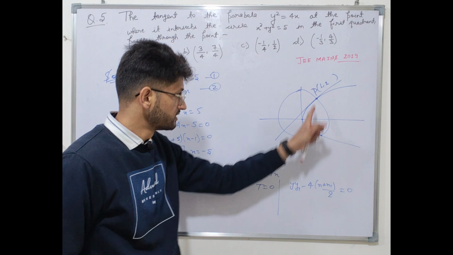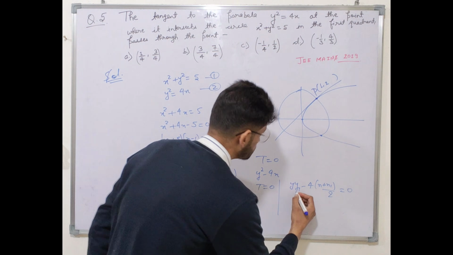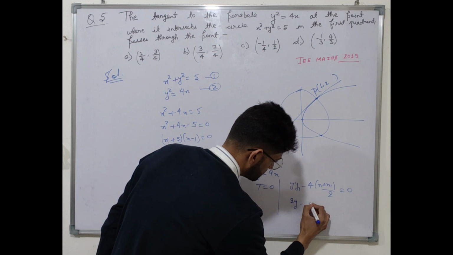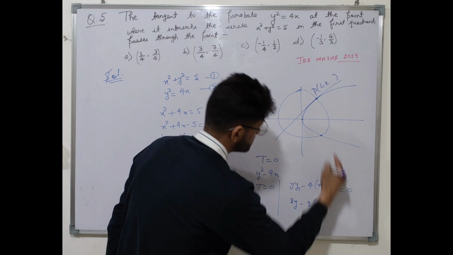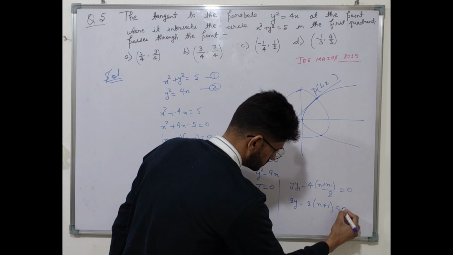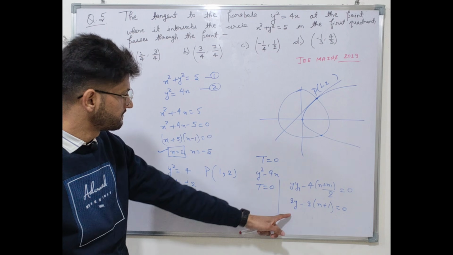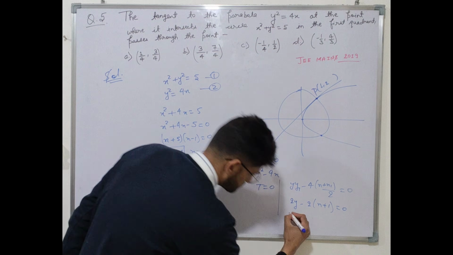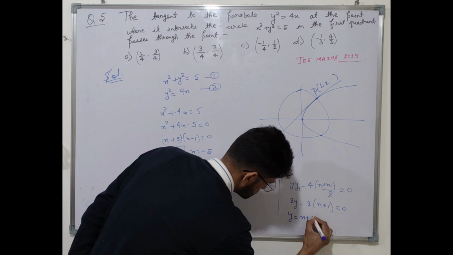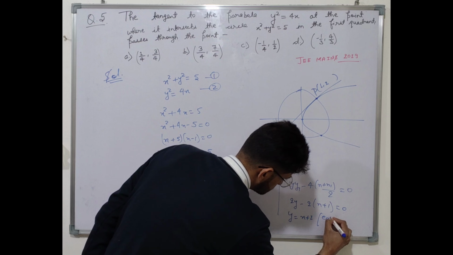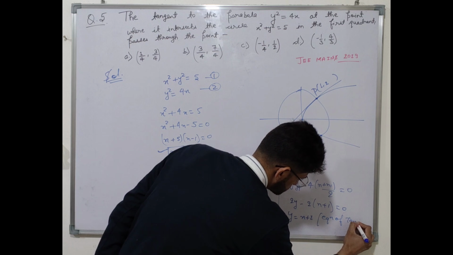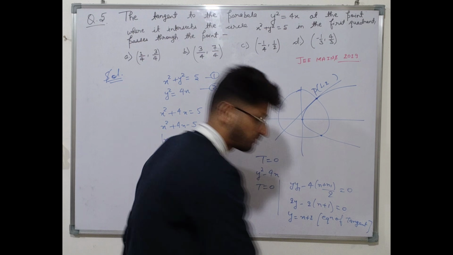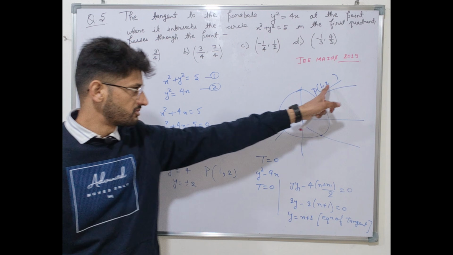With x1, y1 equal to 1, 2, we get 2y minus 2 times (x plus 1) equals 0. After simplification, y equals x plus 1. This is the equation of the required tangent at point P (1, 2).